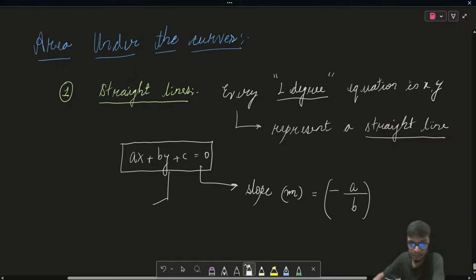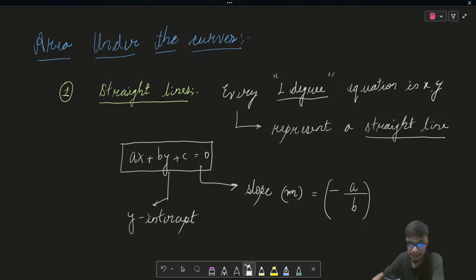And if I ask you what is the y-intercept, you're definitely going to say just put the value of y equal to 0. So if you put y equal to 0 in this particular equation, the y-intercept is going to be equal to minus c upon a, right? So these are the two crucial results that you must remember from this general equation of a straight line, right? Now you have already covered it, so I'm quickly coming up to the idea of linear inequality, right?